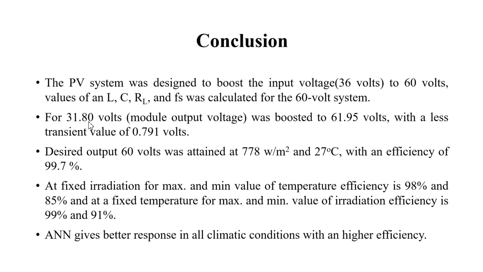At 776 watt, the 31.80 volt was the output of the panel that was boosted to 61.95 with very low ripples of 0.791. The desired output of 60 volt was obtained at 778 and 27 degrees with an efficiency of 99.7%. At the fixed radiation, the maximum and the minimum efficiency was 98 to 85%, and for the fixed temperature, the efficiency was 91 to 91%.